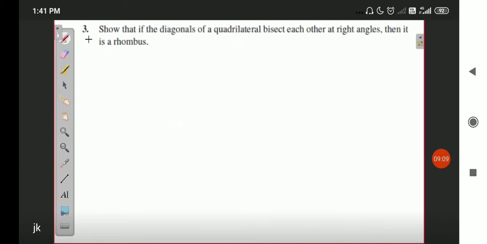Next is question number 3. Question number 3 is, show that if diagonals of a quadrilateral bisect each other at right angles, then it is a rhombus. Once again, we will draw the figure of a rhombus. Rhombus is all sides are equal. Diagonals intersect each other at right angles. So this is a kind of rhombus.